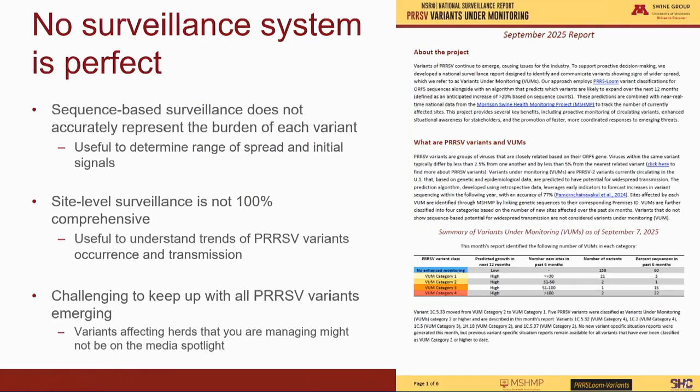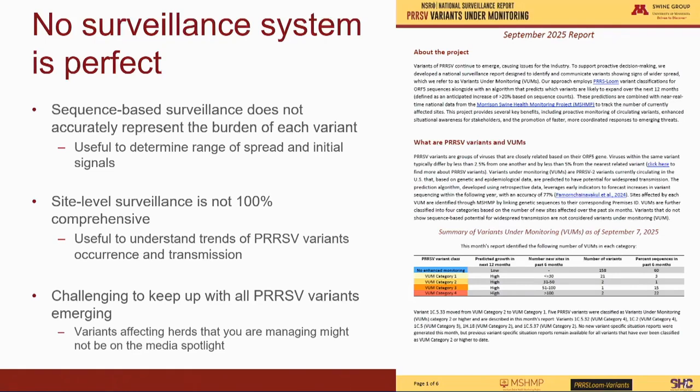And then just to finalize my presentation here, I just want to point out that no surveillance system is perfect, right? So we discussed a little bit here today that sequence-based surveillance does not necessarily accurately represent the burden and magnitude of disease, right? Because we have sites doing multiple sequences over time, but it is quite useful to determine the range that we are seeing those variants and also initial signals as Rabza presented.